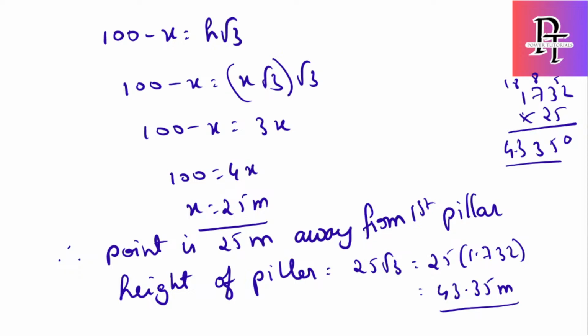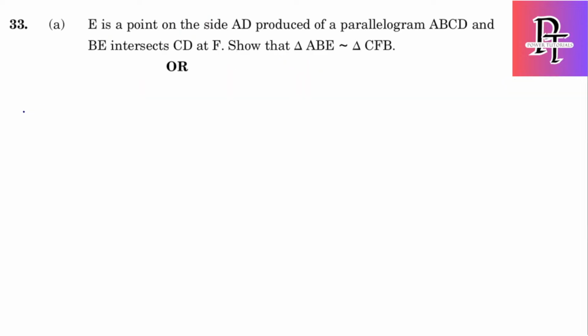Okay, let's go to the next one. 33rd question. Here also two options are mentioned, either A or B. First let's solve the A part. E is a point on the side AD produced of parallelogram ABCD, and BE intersects CD at F, so that triangle ABE is similar to triangle CBF. This is a similarity chapter, the triangles chapter, and the question belongs to similarity of two triangles.